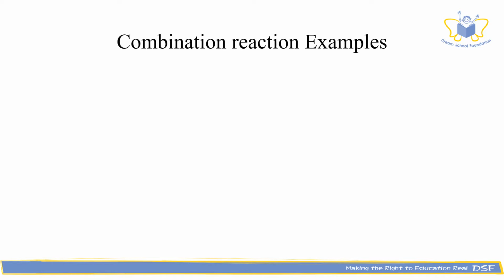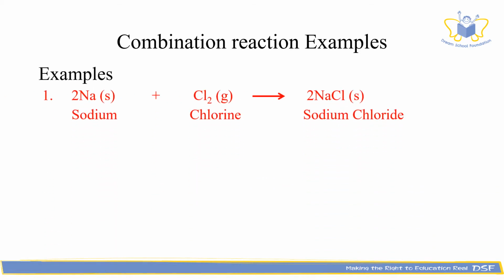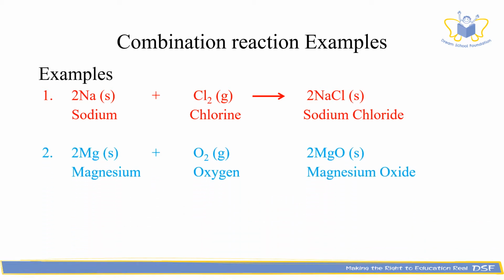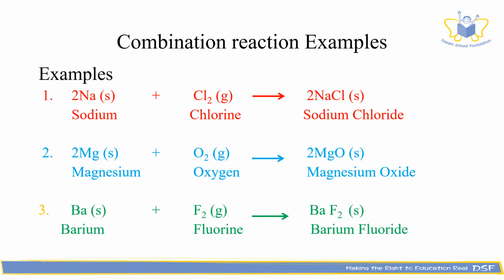Let's understand the combination reaction with a few examples. The first one, sodium and chlorine combine to form a single product, sodium chloride. This is a combination reaction because two reactants combine to form a single product. Similarly, other two examples: magnesium plus oxygen gives magnesium oxide, and barium plus fluorine gives barium fluoride. These are a few examples of combination reaction.